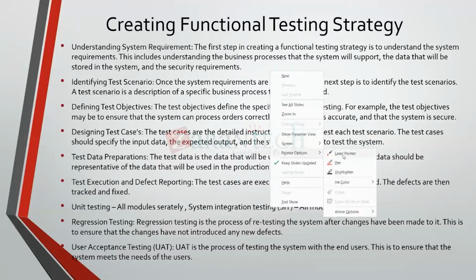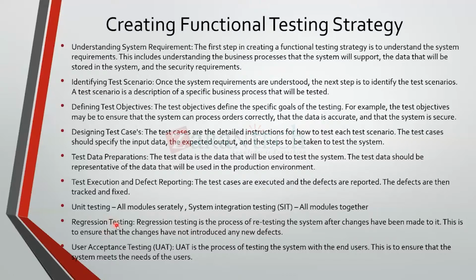There is one thing also called regression testing. Once the defects have been fixed, you need to retest from the starting again, just to see that the earlier steps are still working or not. So regression testing is the process of retesting the system after changes have been made. This is to ensure that the changes have not introduced any new defects, like something that was working earlier has now broken because of the fix that you have done.